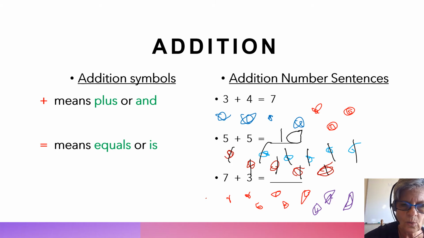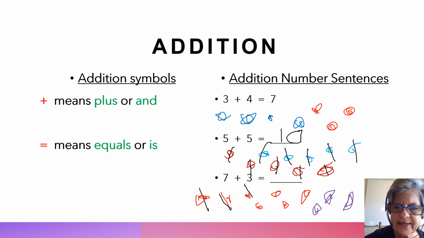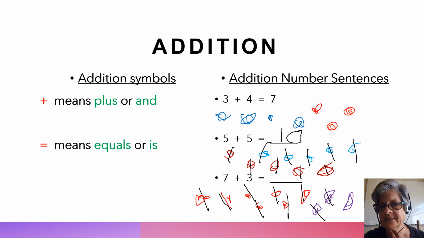Let's go. 1, 2, 3, 4, 5, 6, 7, 8, 9, 10. So I had 10. Now I know I kind of did too big of circles, but 7 plus 3 is 10. So I'm going to fit a 10 in there, which is a 1 and a 0.